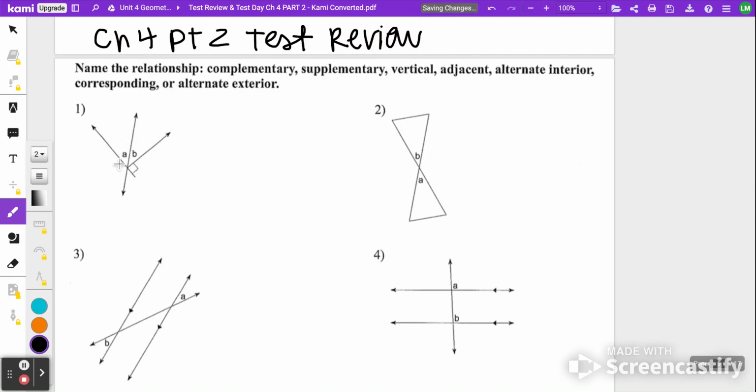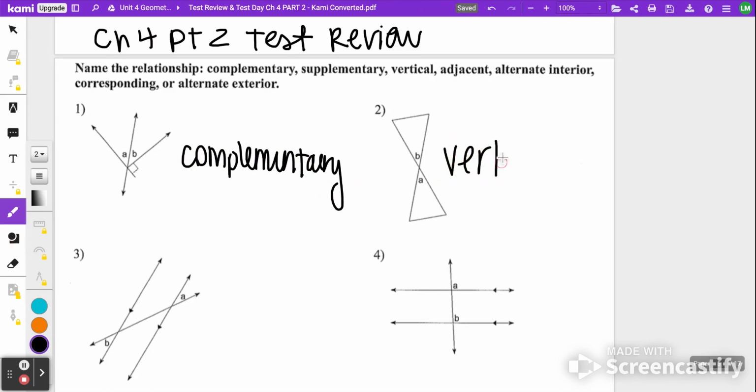The first one says name the relationship: complementary, supplementary, vertical, adjacent, alternate interior, corresponding, or alternate exterior. Number one, we're going to have them as complementary, just because they're equal to 90 degrees. For number two, these are going to be considered vertical because they are across from one another. They're at intersecting lines. They're also equal.